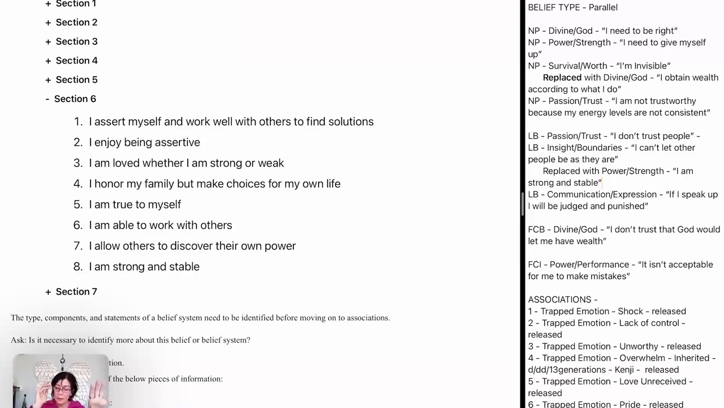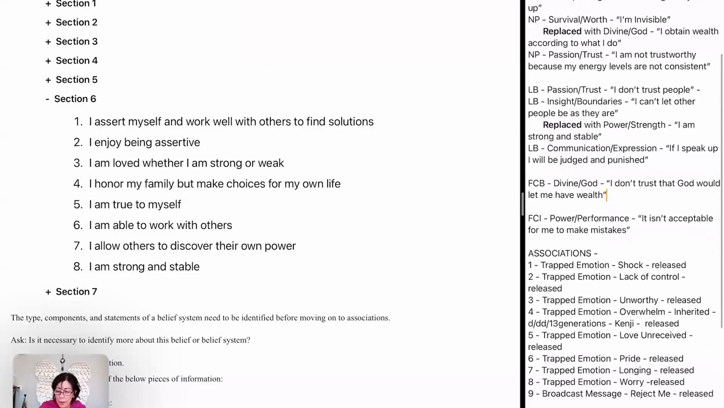Is it necessary to replace? If I speak up, I'll be judged and punished. No, we don't need to replace it. Okay, let's make that bold. So now, let's see about the faulty core belief.